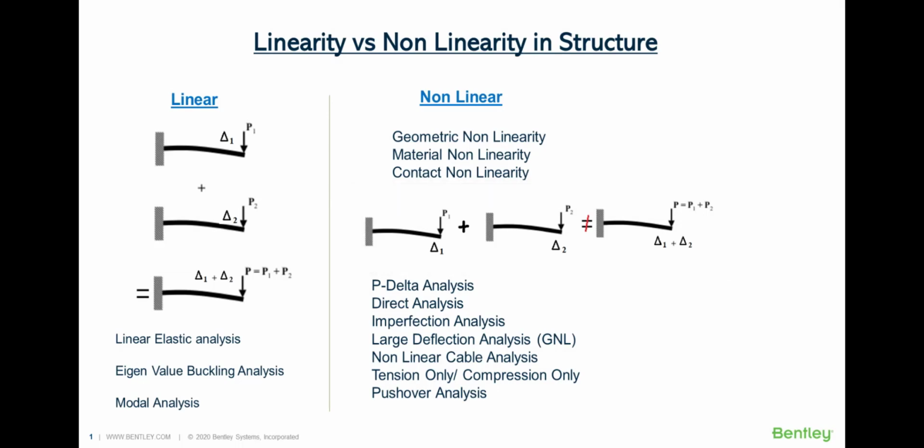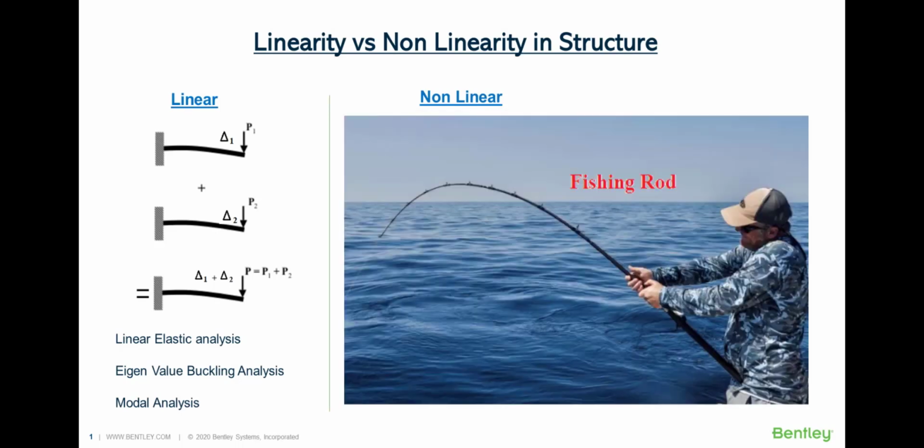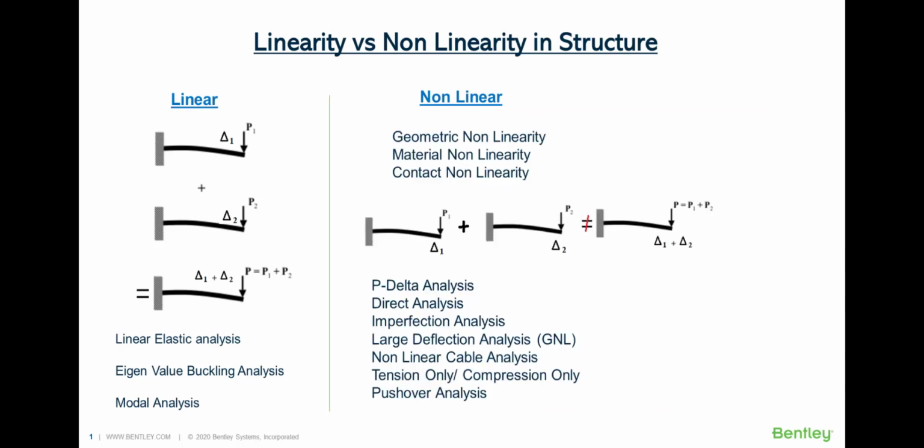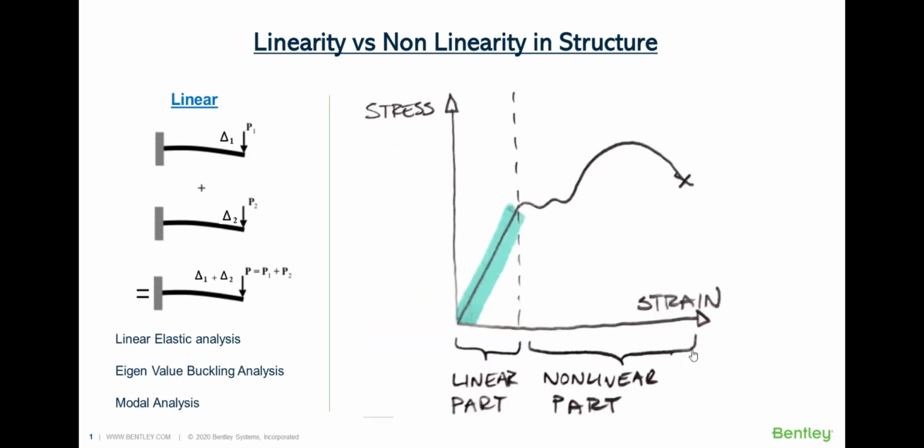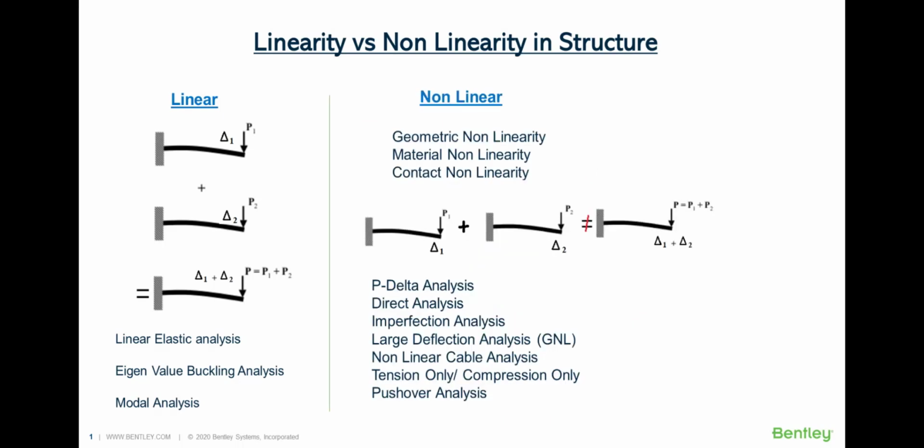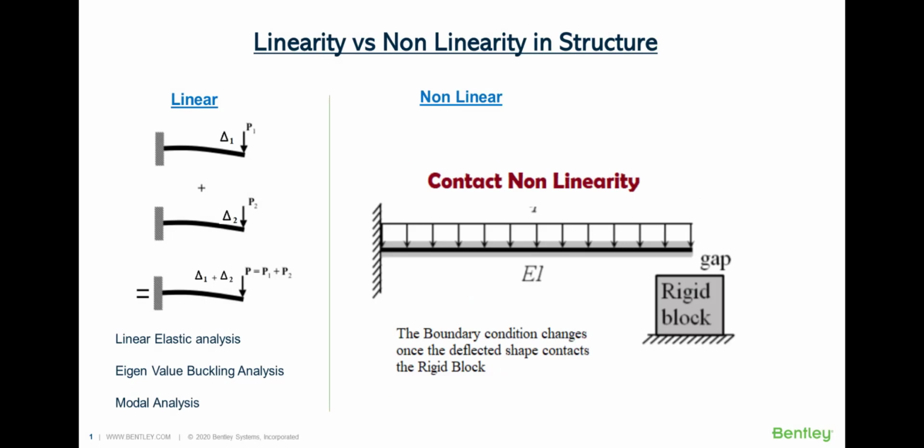There are various types of nonlinearity in a structure, like geometric nonlinearity, material nonlinearity, and contact nonlinearity. Geometric nonlinearity is due to the change in the geometric shape of the structure upon the application of the load. Material nonlinearity is due to the nonlinear behavior of the material, or the nonlinear relationship between the stress-strain pair of the material. And contact nonlinearity is basically due to the change in the boundary condition of the existing structure.